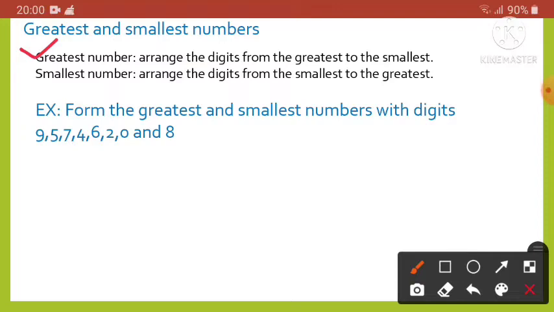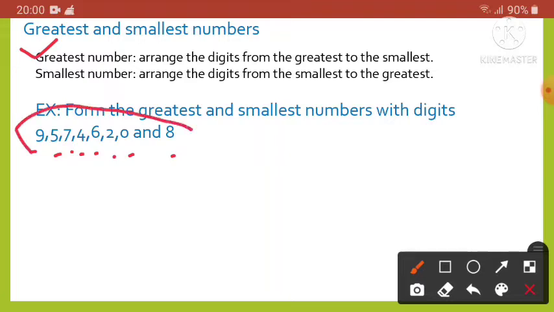So here we are taking one example. Form the greatest and smallest number with digits 9, 5, 7, 4, 6, 2, 0 and 8. All the digits are given here, so we have to make the greatest number and the smallest number with the given digits. So what is the rule to make a greatest number? We have to arrange digits from greatest to the smallest.